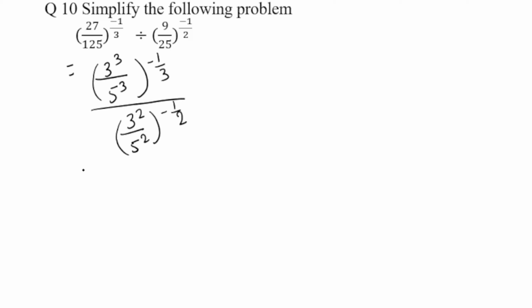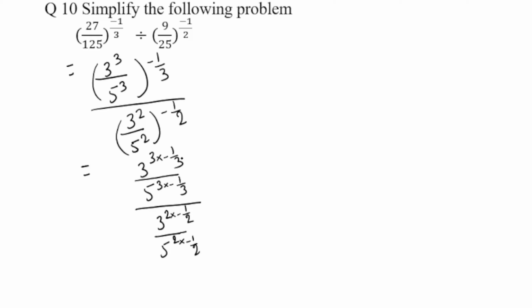Now we have to use the power of exponent property. That means power is multiplied. 3 to the power 3 multiply minus 1 by 3. 5 to the power 3 multiply minus 1 by 3. Similarly on the denominator, 3 square multiply minus 1 by 2. 5 square multiply minus 1 by 2. Here you go, 3 3 cancel, 3 3 cancel, 2 2 cancel, 2 2 cancel.